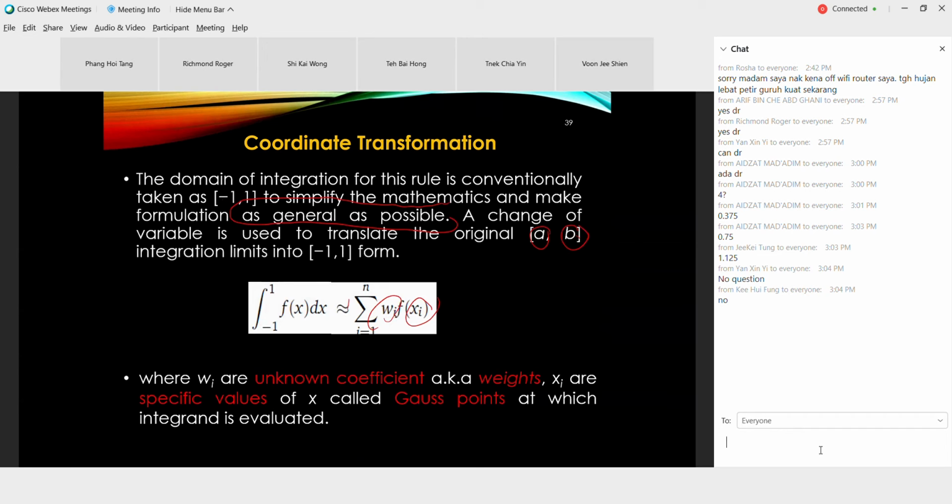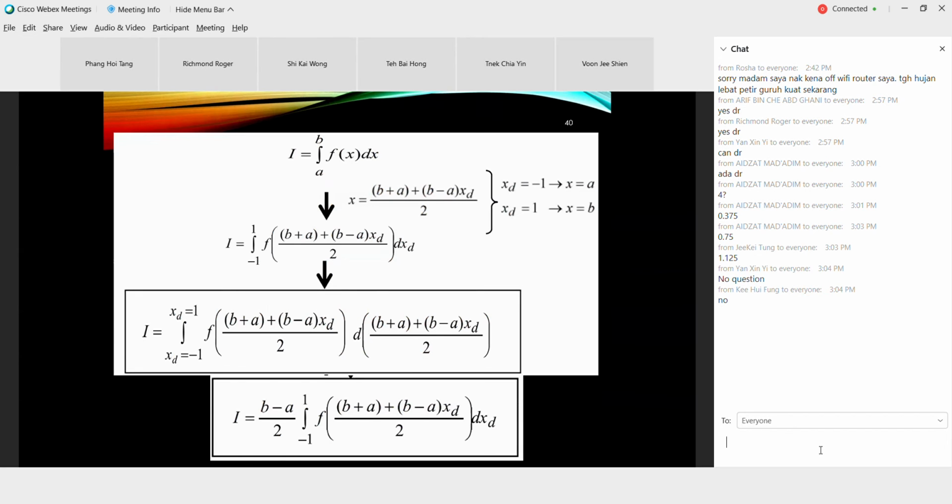Okay, we understand that wi are unknown, known as the coefficient or weightage. The xi are specific values of x, called Gauss points, at which the integral is evaluated.